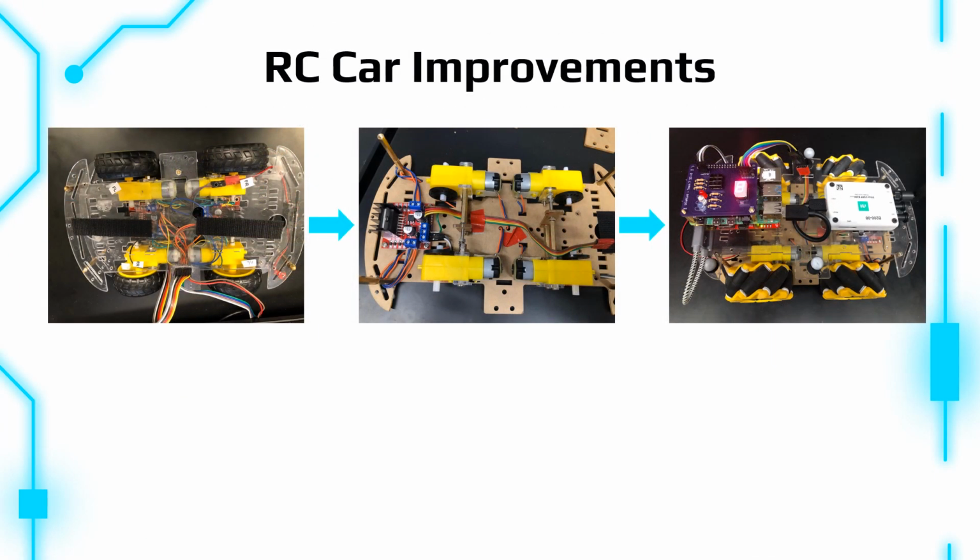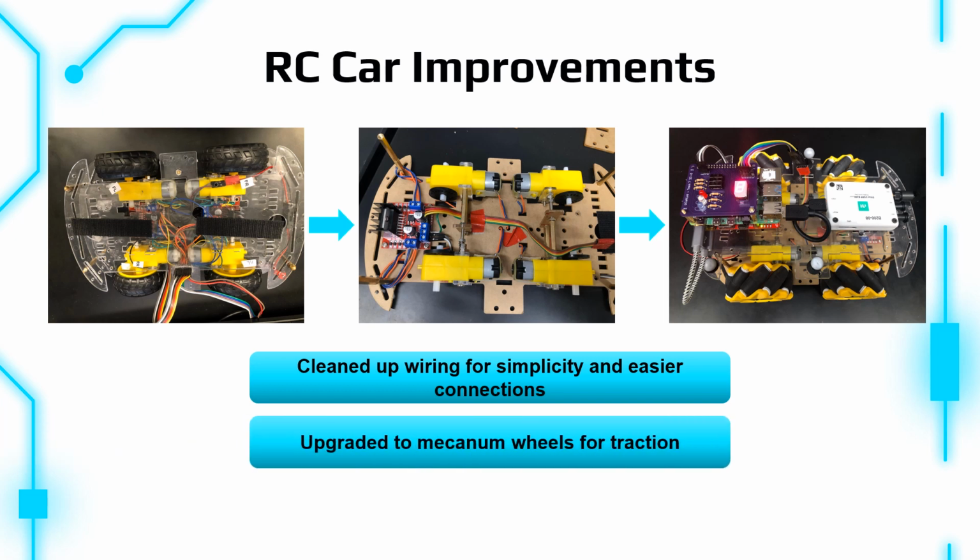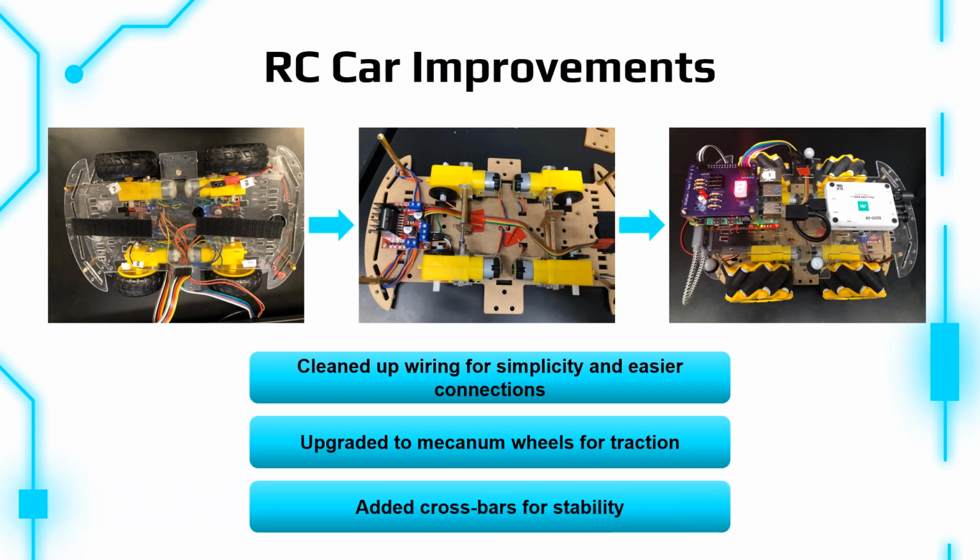The RC car node has seen upgrades throughout the project, including cleaning up the wiring, tucking things under and around the poles to avoid any tangles, upgrading the wheels to Mecanum wheels for better traction, and then making them rubber Mecanum wheels instead of plastic, and finally adding crossbars to act as axles to improve the stability as it drives.